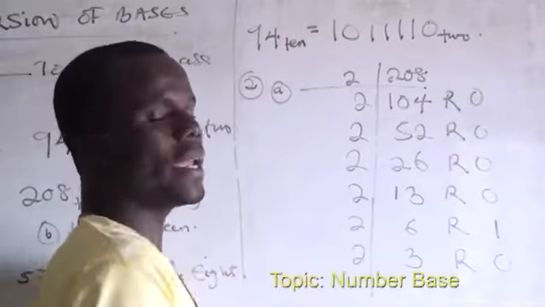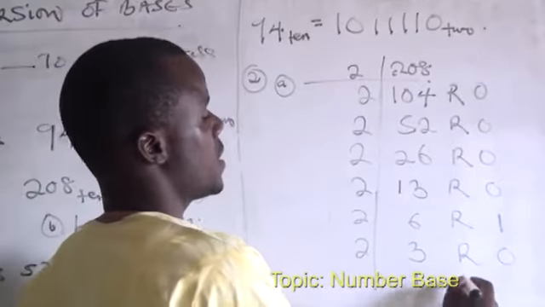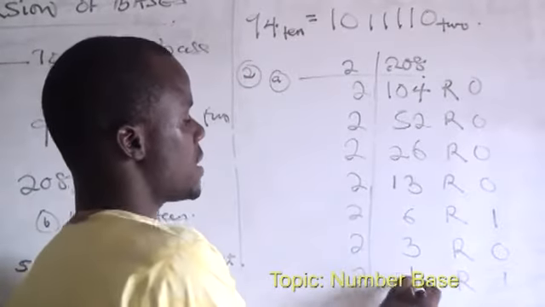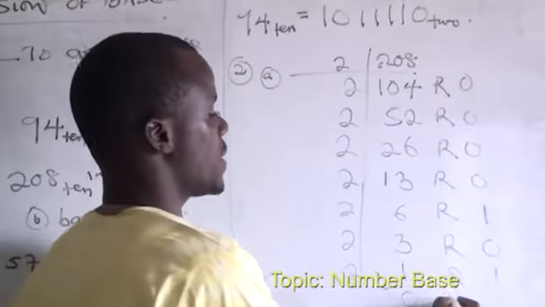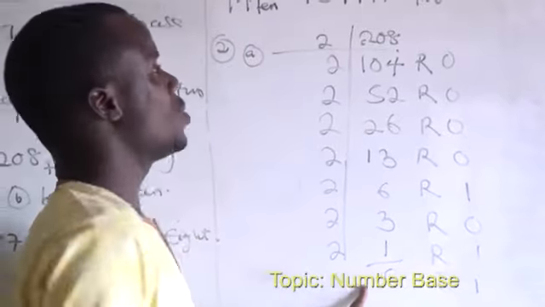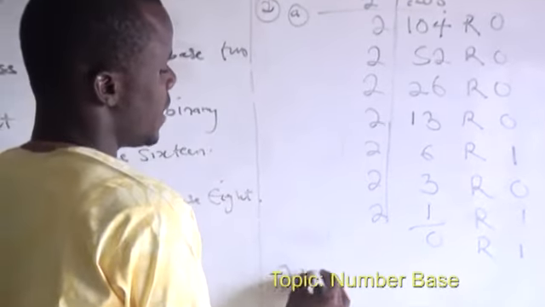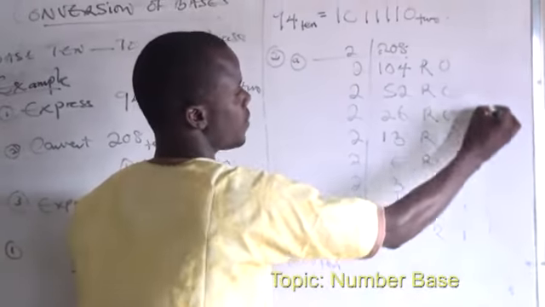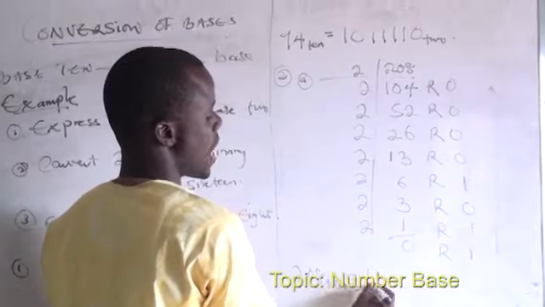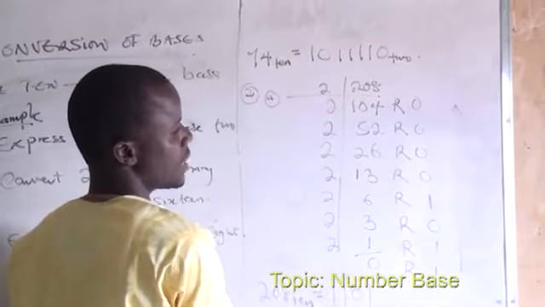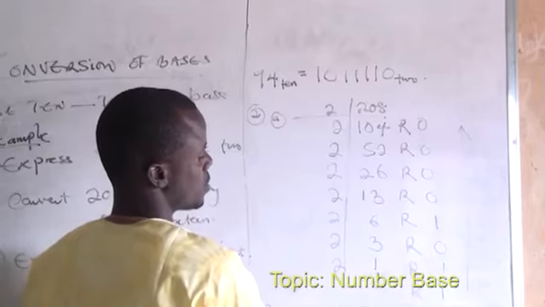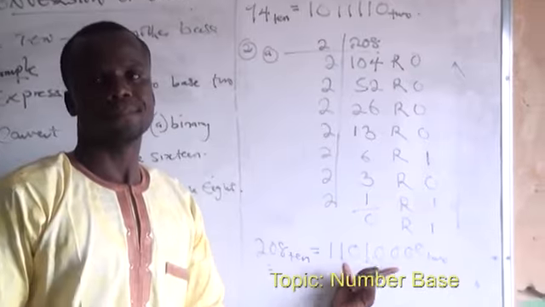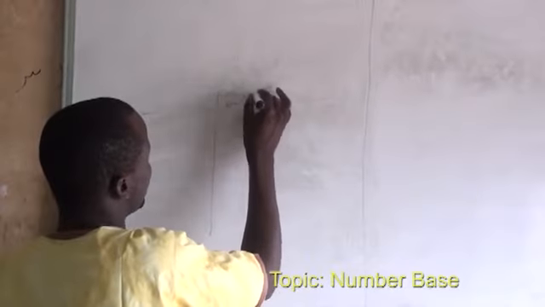Then 2 into 3 goes once, remainder 1. And 2 into 1 is 0, so we say remainder 1. So now we say 208 base 10 is equal to, taking from here, 1, 1, 0, 1, then 0, 0, 0, then we write base 2, and this is the answer. So here we have 208.